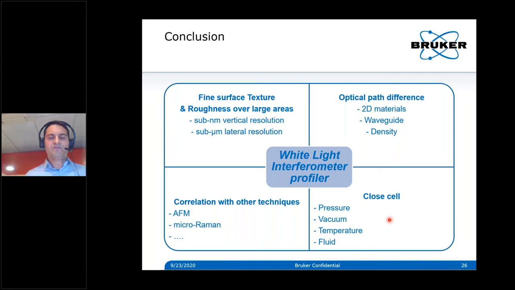And as you will see with other presentations, especially the one coming from Alexander, we can characterize more and more whenever we start to combine with different techniques such as macro-Raman or AFM, where we gain extra information.